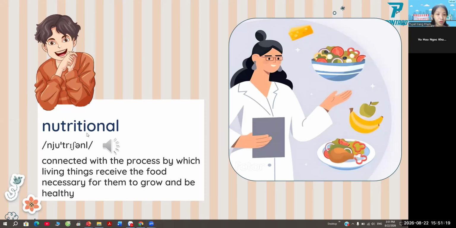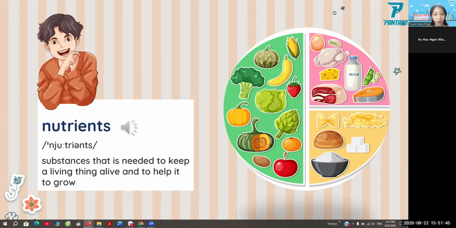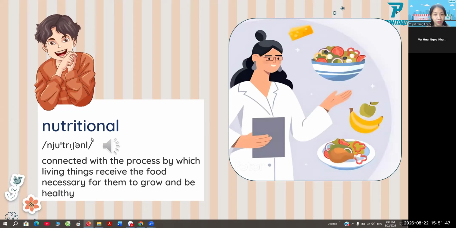Okay, we have nutritional, connected with the process by which living things receive the food necessary for them to grow and be healthy. Nutritional is an adjective for nutrients. That is useful for our health.